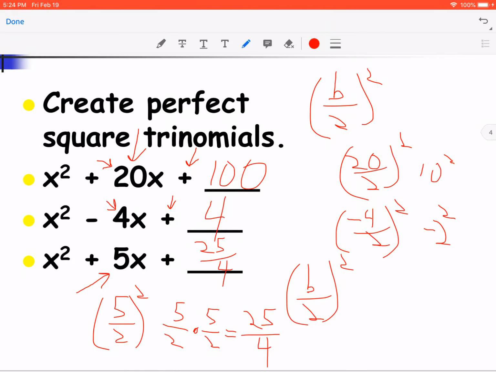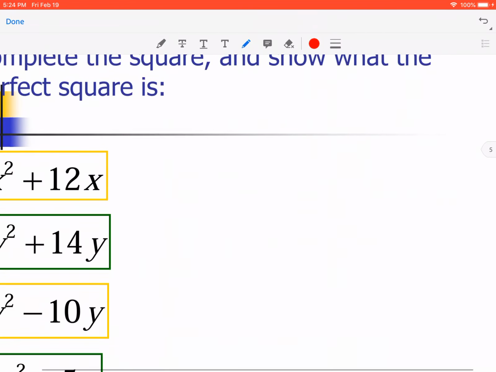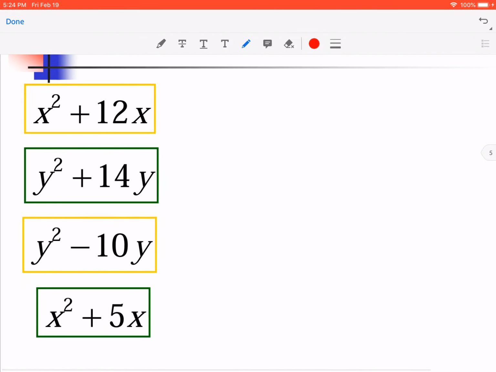A perfect square trinomial always has a perfect square on this end and a perfect square on that end. 25 over 4 is a perfect square because 25 is a perfect square and 4 is a perfect square. 4 is a perfect square because the square root of 4 is 2, and 100 is a perfect square because the square root of 100 is 10. All right? All right, same thing.